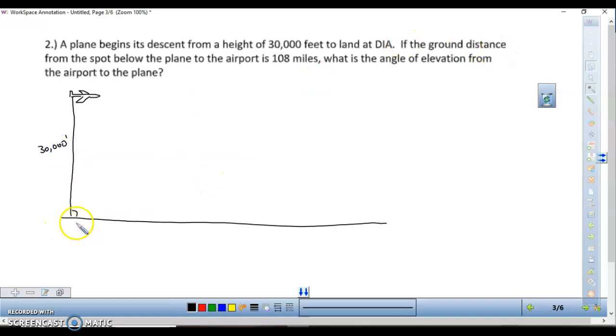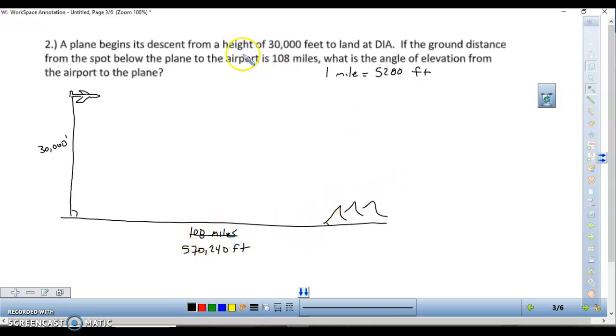And the ground distance, so the spot below the plane to the airport, is 108 miles. Here's DIA, and that is 108 miles. But we know that 1 mile is equal to 5,280 feet. So I'm going to convert 108 miles by multiplying it by 5,280 to get that this is really 570,240 feet. You can punch that in your calculator and you'll see.